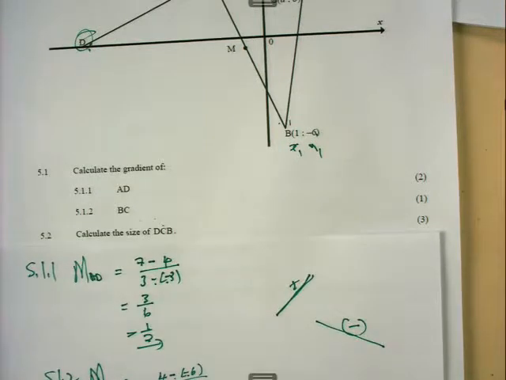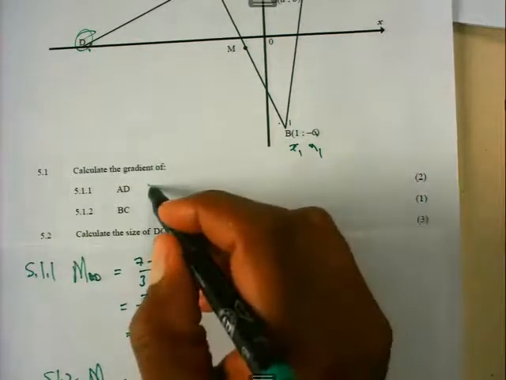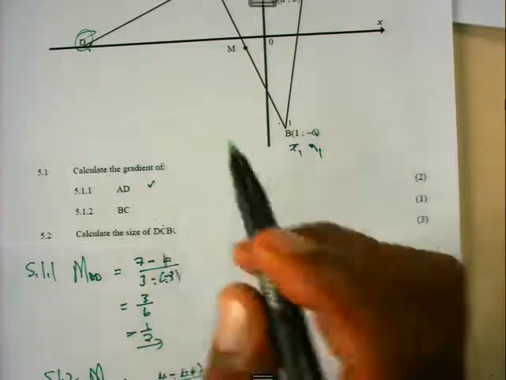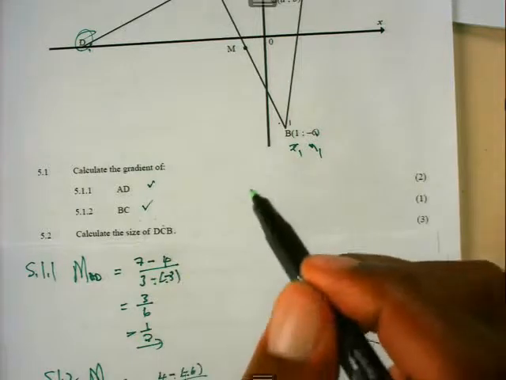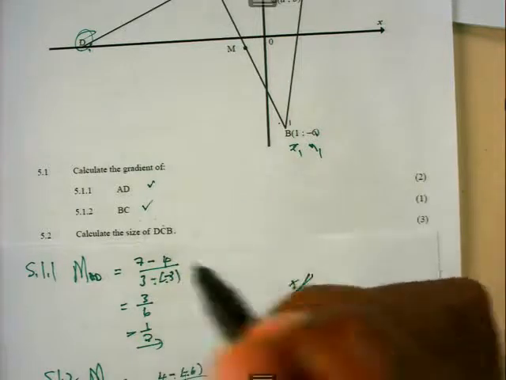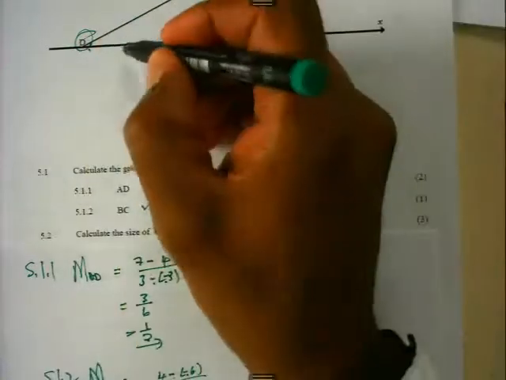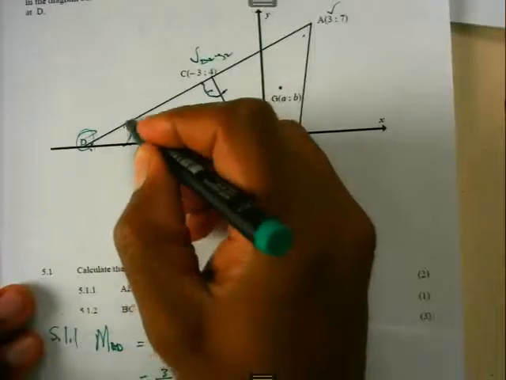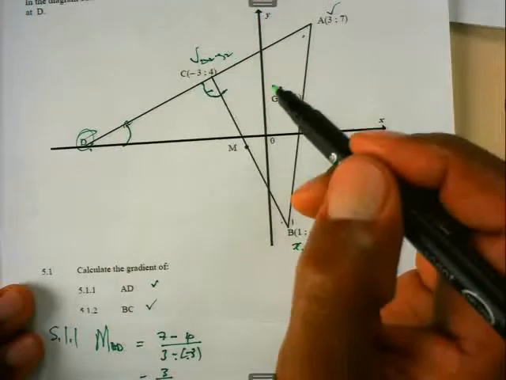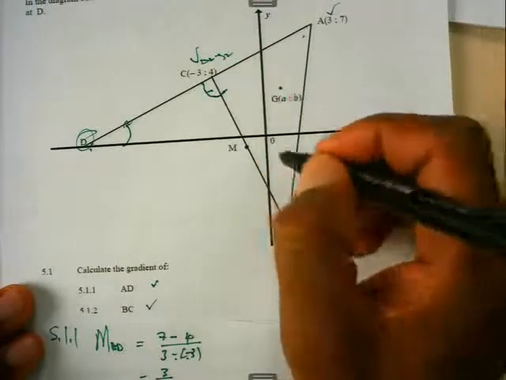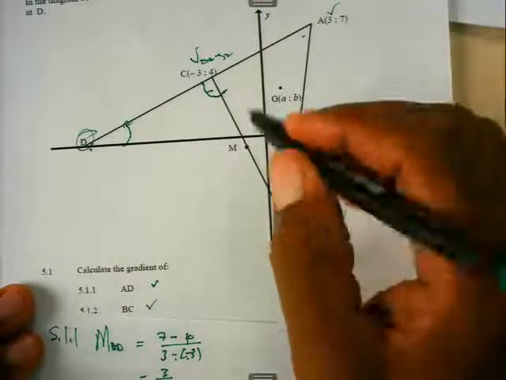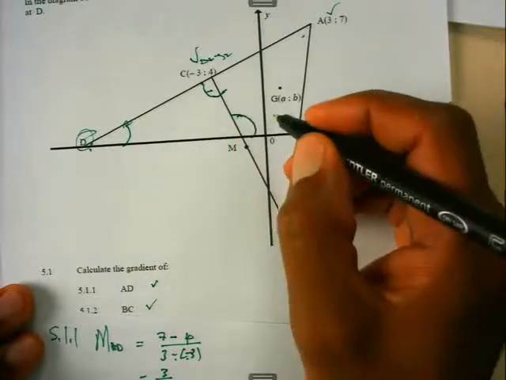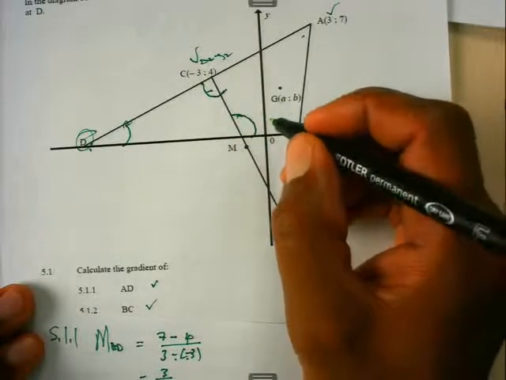Boys and girls, there is a reason why they are saying we must calculate the gradient of AD as well as the gradient of BC. Why am I saying this one? If we can find the angle that AD makes with the positive x-axis, and also find the angle that BC makes with the positive x-axis. Can you see now?